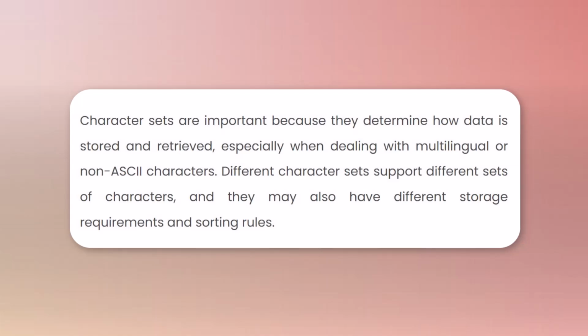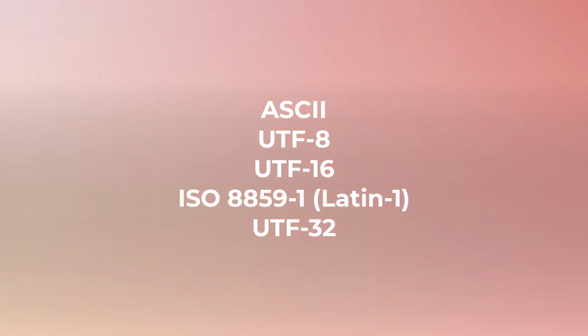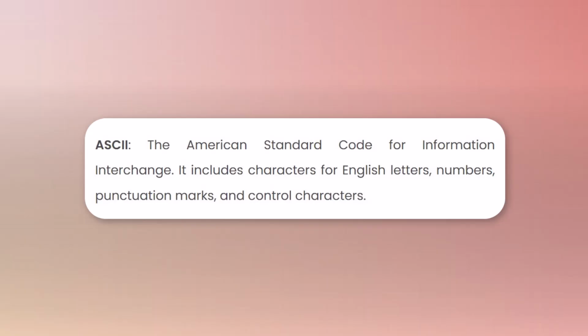The first one is ASCII, the second one is UTF-8, the third one is UTF-16, the fourth one is ISO 8859-1 Latin 1, and UTF-32 is there. So these are all common character sets. If we talk about ASCII, this is the standard code for information interchange. The full form is American Standard Code for Information Interchange. It includes characters for English letters, numbers, punctuation marks and control characters.